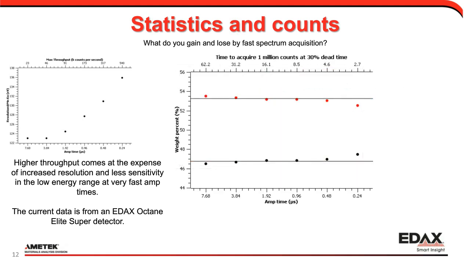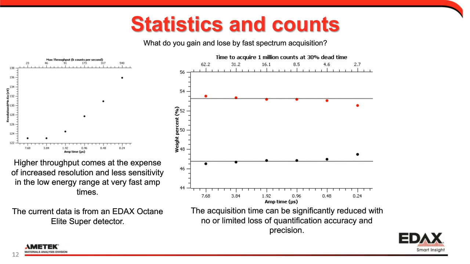And this shows the time to acquire 1 million counts at 30% dead time. As we decrease the amp time, going from left to right, we can get the same amount of data much, much faster, but we're still getting the correct concentration measurements. That's because of statistics. We're getting good counting statistics and really no loss of quantification accuracy or precision.